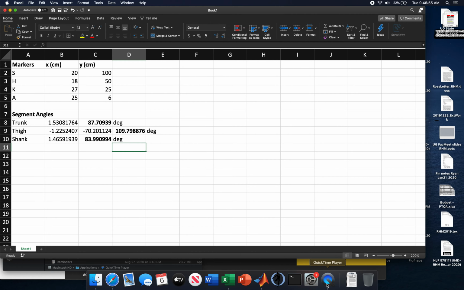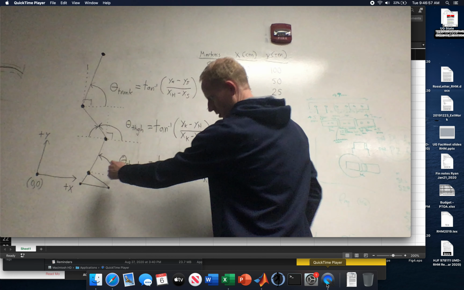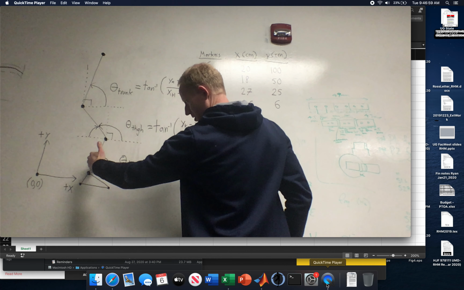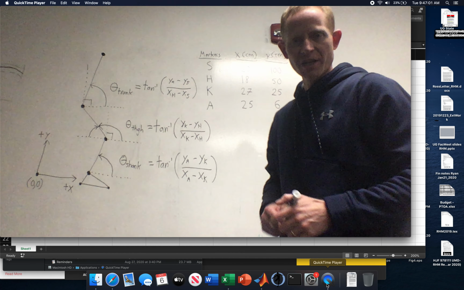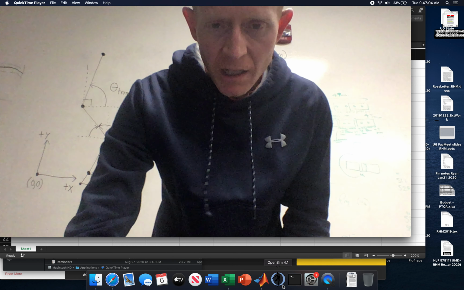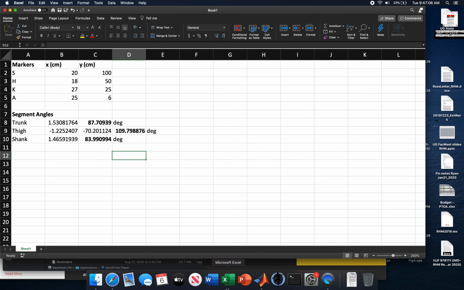Let's do our reality check. Does that angle look like it could be 84 degrees? Yeah, it's a little bit flatter than 90, so that seems like a reasonable result. Okay, that's the hard part.